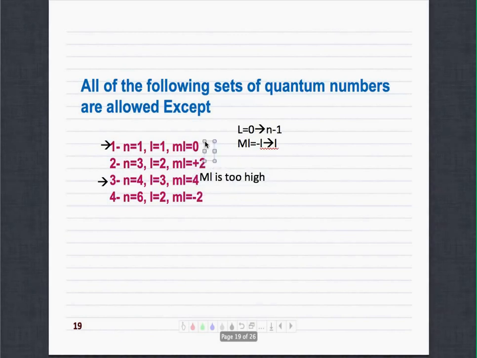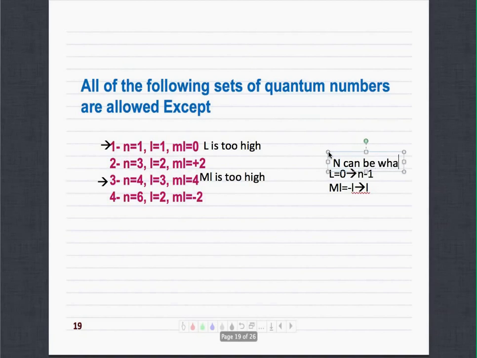n equals 3, L equals 2, that looks okay, because L can be any value from 0 to n minus 1. ML can go from minus L to 0 to plus L, which makes this right. For n equals 4, L equals 3, ML equals 4, ML can never be greater than L. ML is any value between minus L and plus L. L in this case is 3, so that makes this a wrong set of quantum numbers. So n equals 6, L equals 2, ML equals minus 2, that obeys the quantum rules.